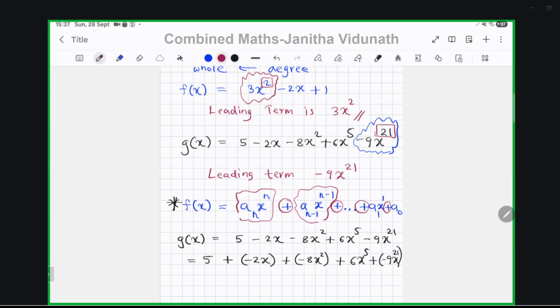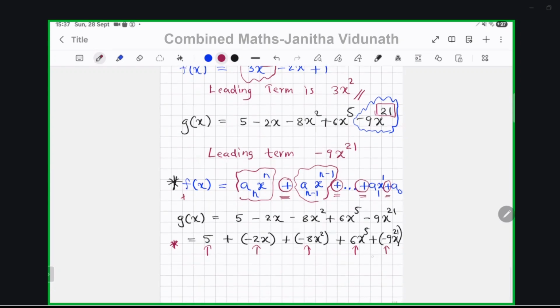Here, as we already know from the definition, between all the terms there should be a plus sign. Now, this is the first term, this is our second term, this is our third term, this is our fourth term, and this is the fifth term. This is the whole term that gives the highest power.